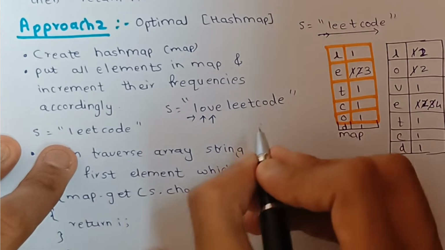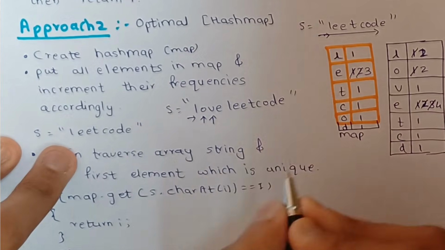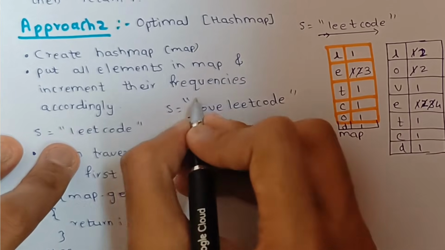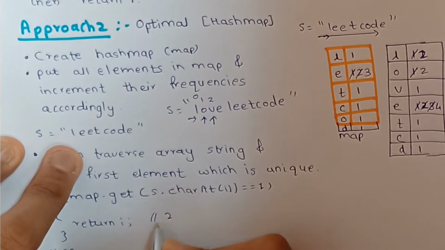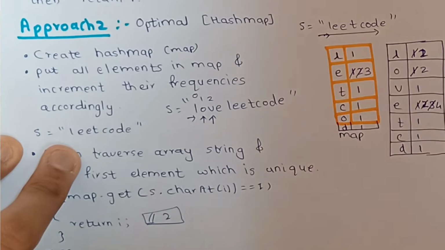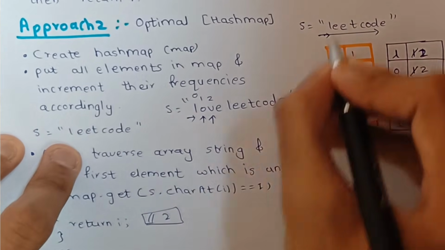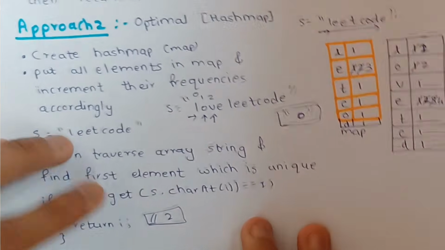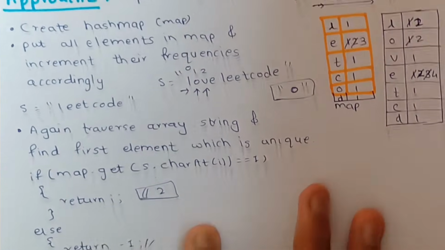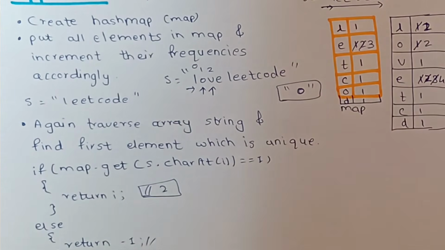So we simply return the index. We have done 3 iterations, meaning index 0, index 1, and index 2, so 2 will be returned here, and this is the output of the second example. In the first example, 0 is the output because L is at the start. So this is a very simple approach using a hash map. I hope you understand the problem and the approach properly.